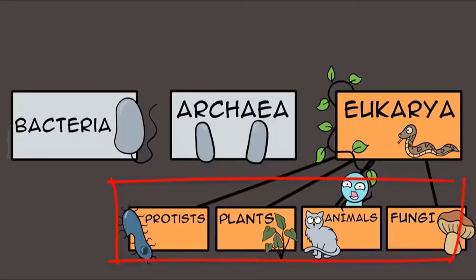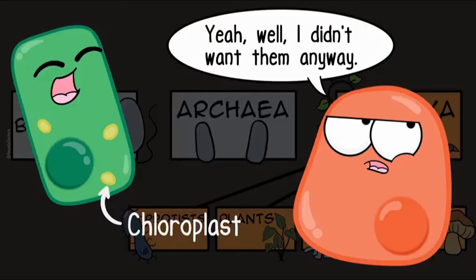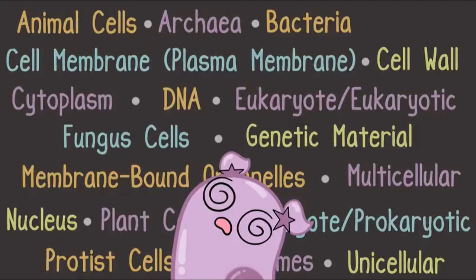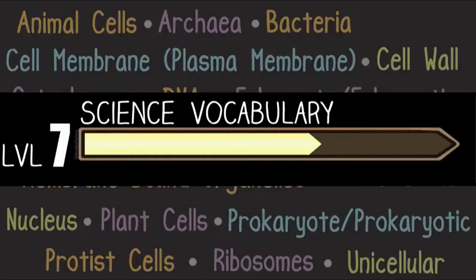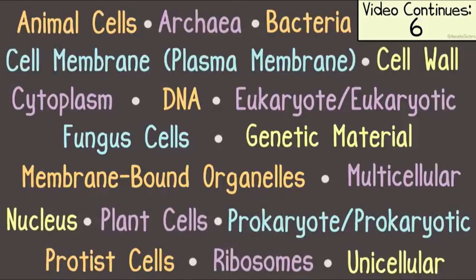Depending on what type of eukaryotic cell it is, it could have different types of membrane-bound organelles. For example, a plant cell is likely to have chloroplasts, while an animal cell would not. Wow, look at all this alphabetized vocabulary. If you want to try to practice your skills, pause the video and see how many of these vocabulary words you can use to compare and contrast prokaryotic cells with eukaryotic cells.